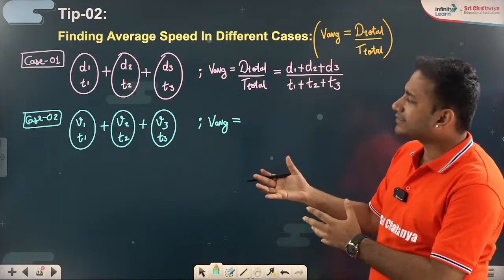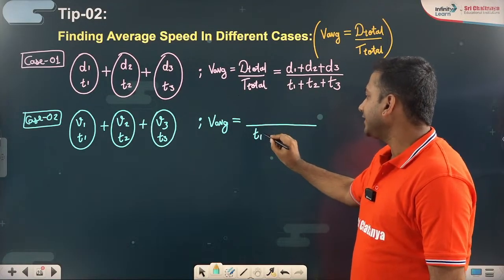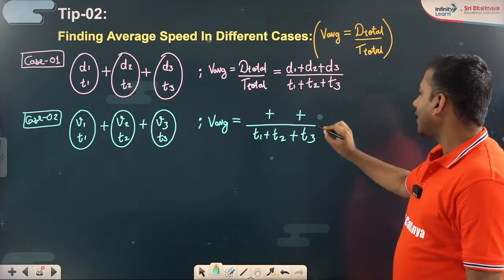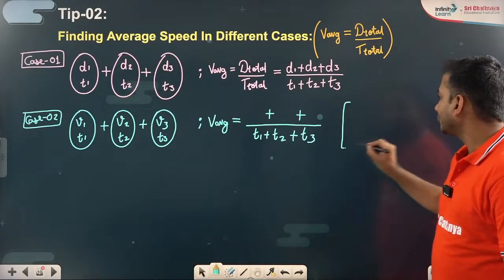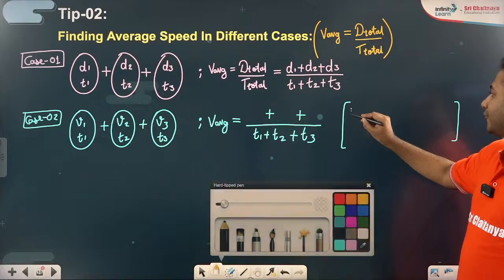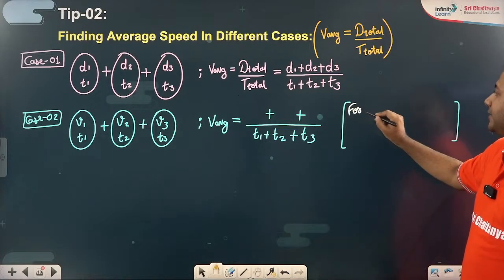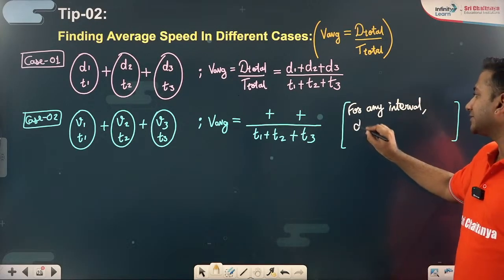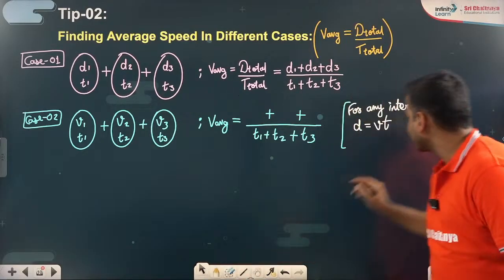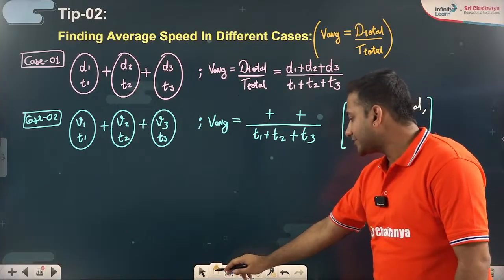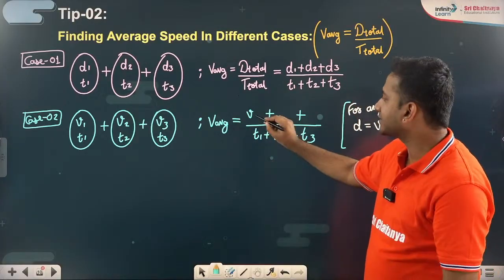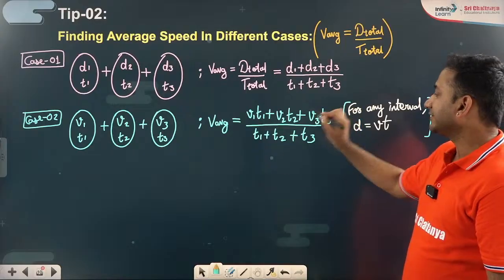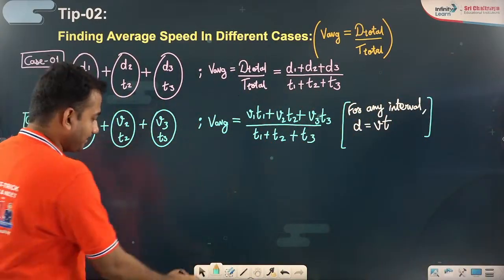Now, the times are known, t1 plus t2 plus t3, but the 3 distances are not known. So how to write down the distance here? Again I'll be using the same formula. For any interval, distance will be written as speed into time. So you can write the first interval distance as v1 t1, the second interval distance as v2 t2, the third interval distance as v3 t3. Is it fine? All right.